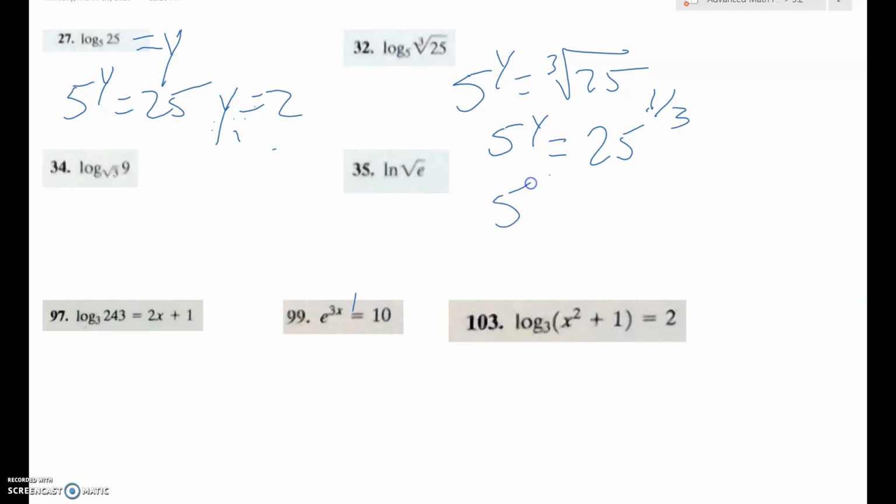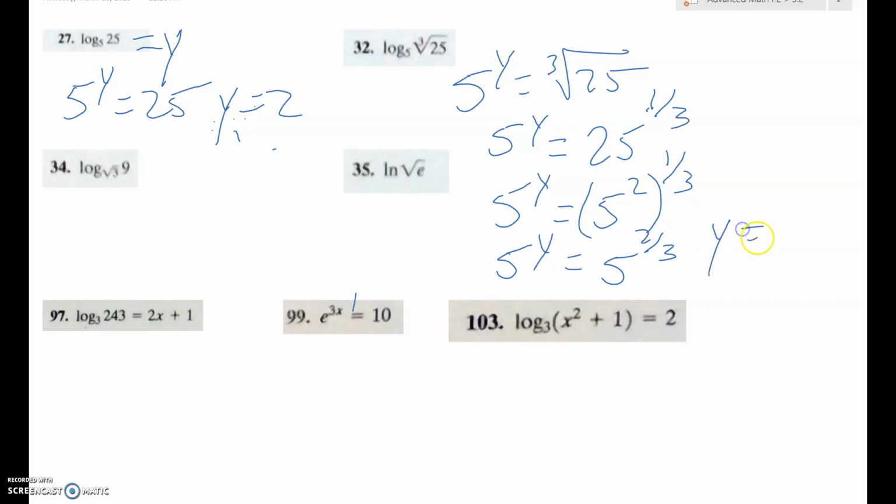And then I'm going to go one more step. I go 5 squared to the 1/3. And then when you have a power to a power, we're going to have 5 to the 2/3. Because when you do power to a power, you multiply the powers. So then that means that answer is 2/3.